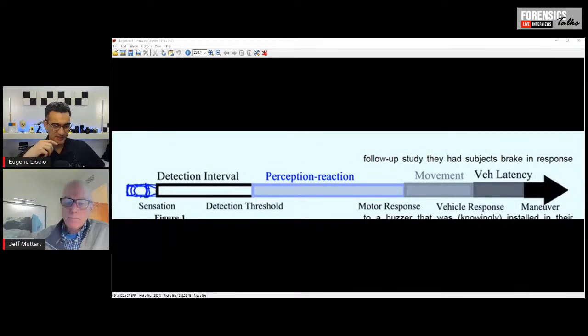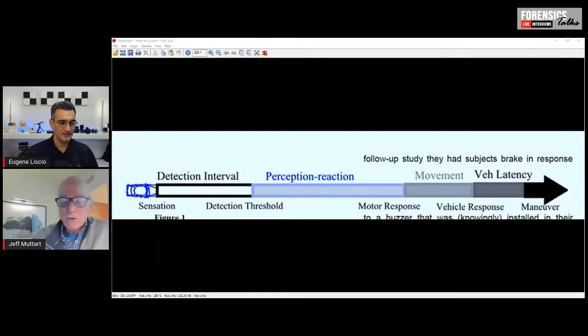The graphic that I've just put up here is from a paper that you did in 2003, but I thought I would start with this because I think it has a nice flow, talking about the different components in the overall picture. So you have the detection interval, you have perception reaction, you have movement, and then you have vehicle latency. Could you break down briefly each of these components? And then I'd like to ask you about the mechanisms of the human factors that refer to detection and what we can see.